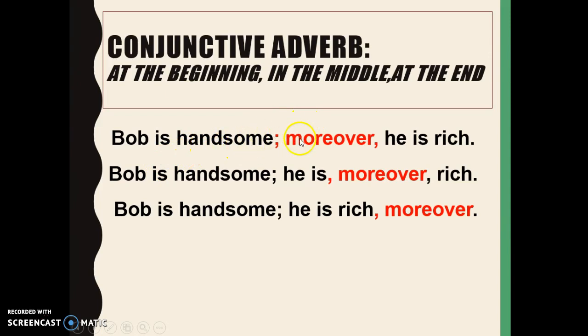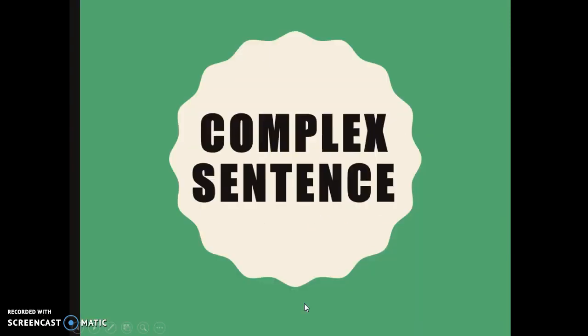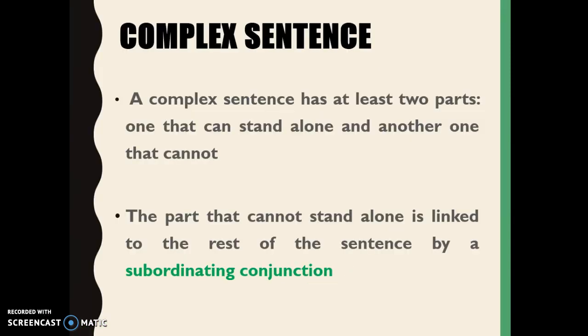Bob is handsome; moreover, he is rich. Bob is handsome. He is, comma, moreover, comma, rich. Or you can use this: Bob is handsome; he is rich, moreover. Alright, I don't mind. Okay, sounds good so far? Let's proceed to the more complex sentence.